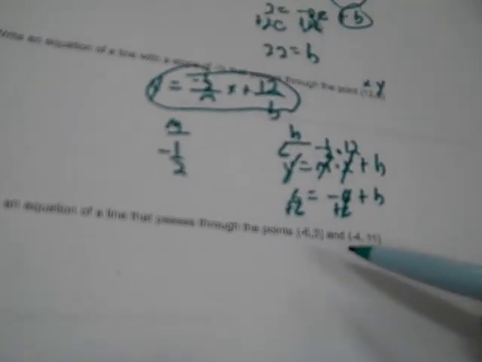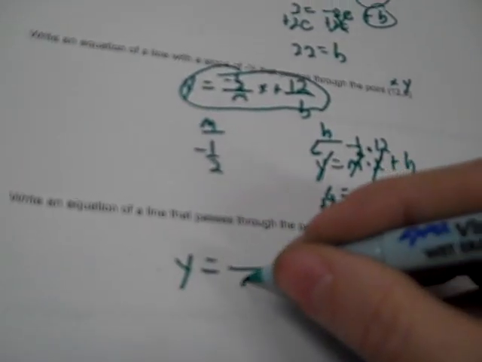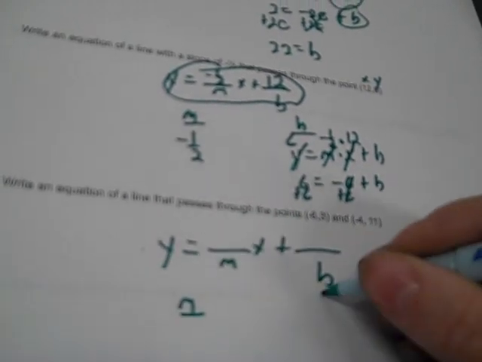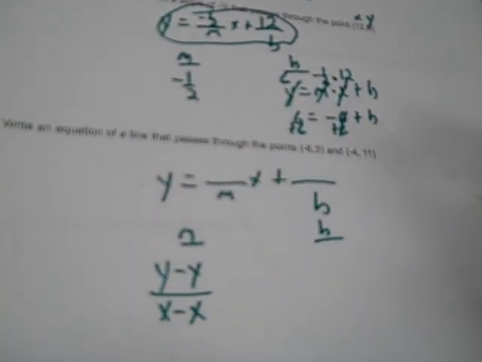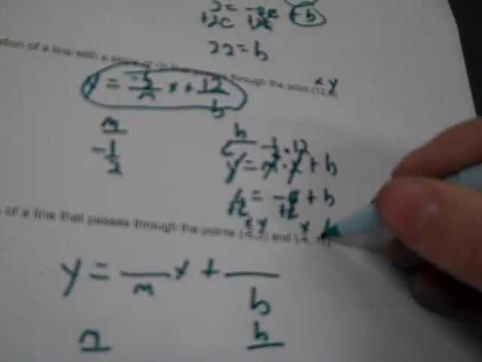Okay, then in the last one they don't give me a slope. They just give me 2 points on the line, which I have to use to find the slope myself. So write an equation of a line that passes through the points negative 6, 3 and negative 4, 11. Same setup though. Now the formula to find slope, when I don't know it, is y minus y divided by x minus x. Hopefully that rings a bell. So this x, that's y, that's x, that's y.